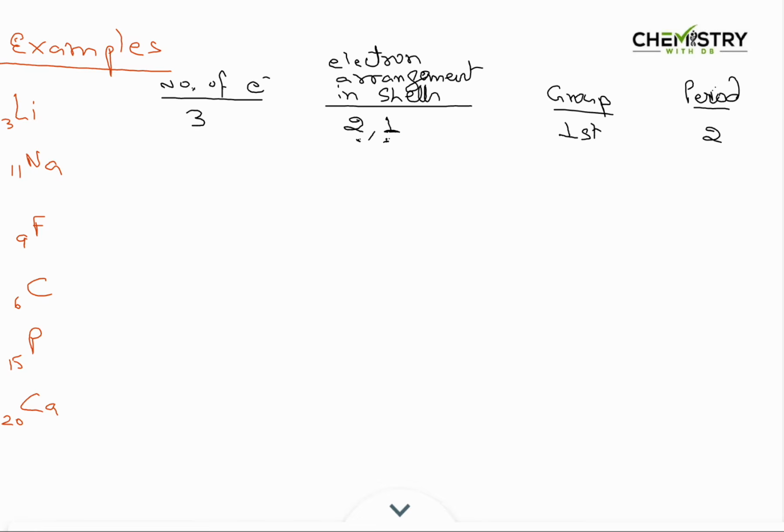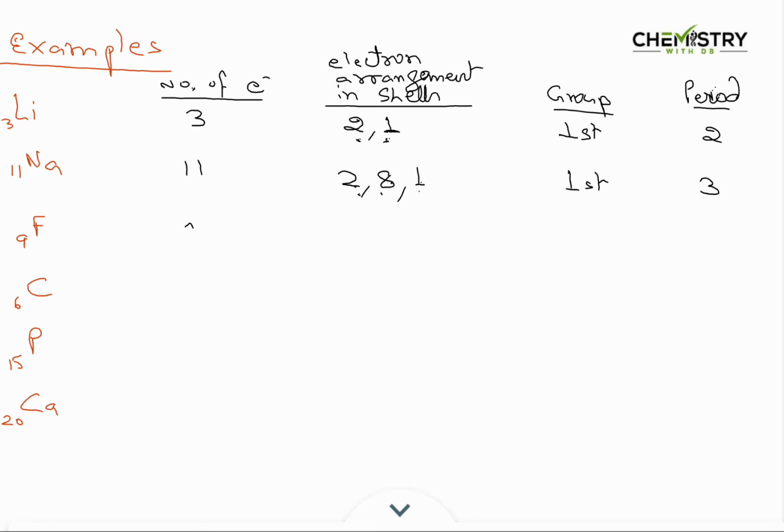Now let's look at sodium. Sodium has got 11 electrons, right? Because the atomic number is 11. So the electron arrangement will be: the first shell will have 2, second shell will have 8, and how many left? Only 1 left. So 1. So therefore the group number will be 1, first group, and period will be, because there are 3 shells, you see 1, 2, 3, the third period.